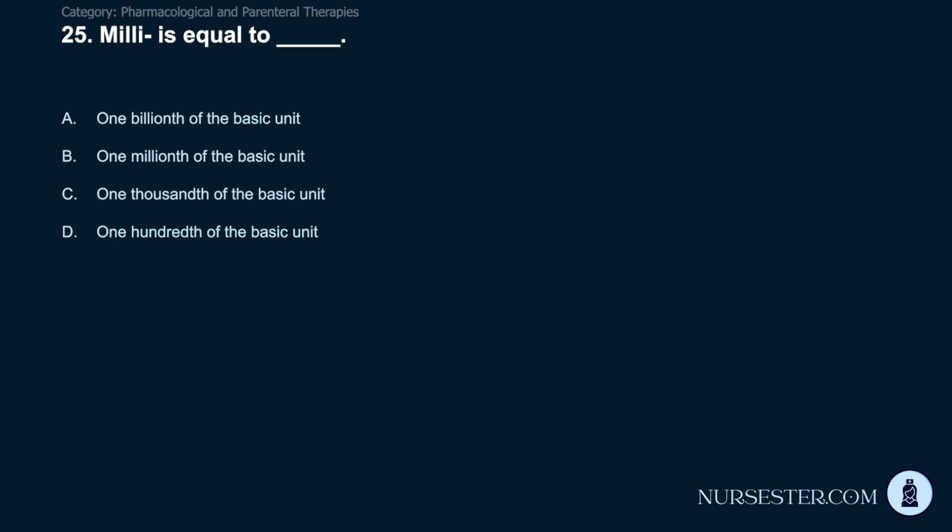25. Milli is equal to A. 1/1000th of the basic unit. B. 1/100000th of the basic unit. C. 1/1000th of the basic unit. D.